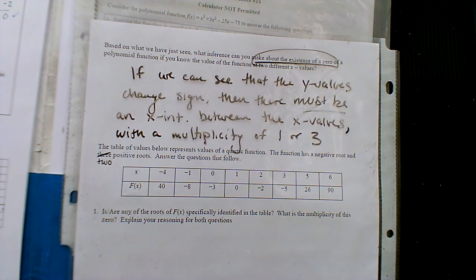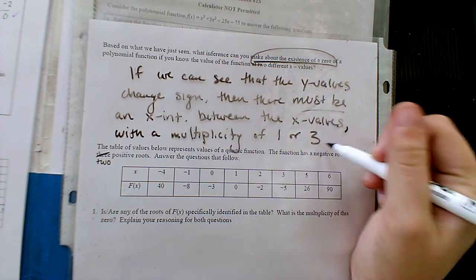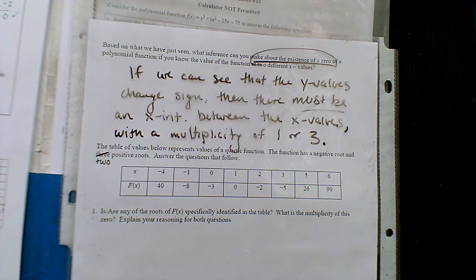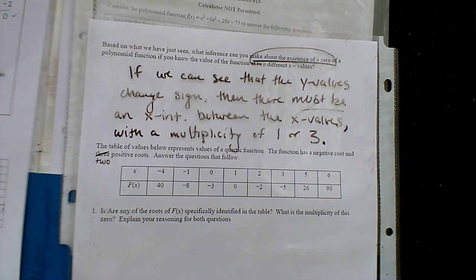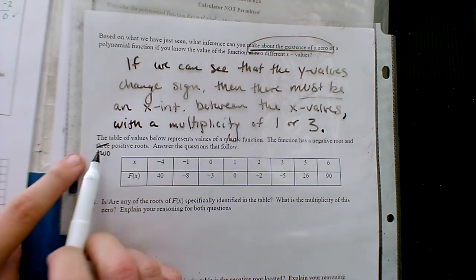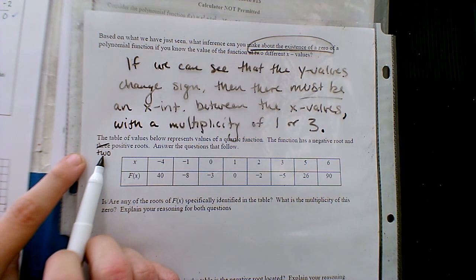All right, so we're going to use this concept, looking for this sign change in the y values, to take a look at this kind of chart example. Now, do me a favor, because there is a typo. Can you change this 3 to a 2?